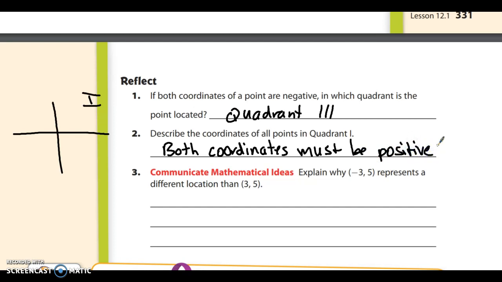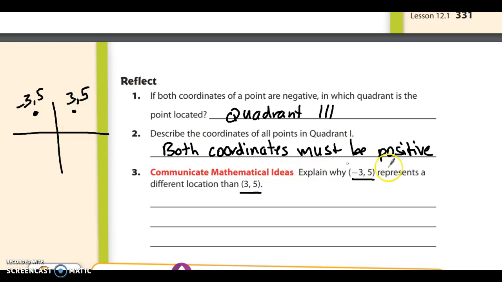All right, question number 3 reads, communicate mathematical ideas. Explain why negative 3, 5 represents a different location than positive 3, 5. So let's go over to our graph here and just estimate where this one would be, negative 3, 5. Negative 3, 5 means you start at the origin, you go 3 to the left and then up 5. It'd be like around here. That one's negative 3, 5. This one right here would be positive 3, up 5.